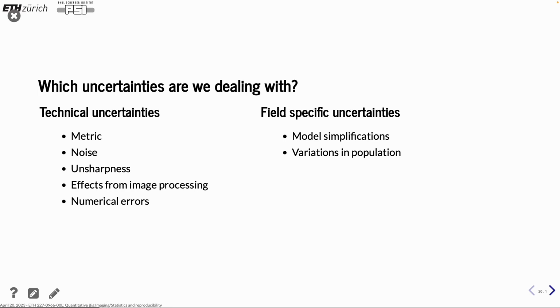A single rounding is not bad, but if you do it repeatedly, then your error increases. And then we have the field-specific uncertainties. So you may do some model simplifications in your analysis. And of course, you have variations in your population. It's not easy to produce perfect, exact samples. Or if you're working in the medical field, then definitely each patient is an individual, and you already have there a statistical uncertainty in the range.